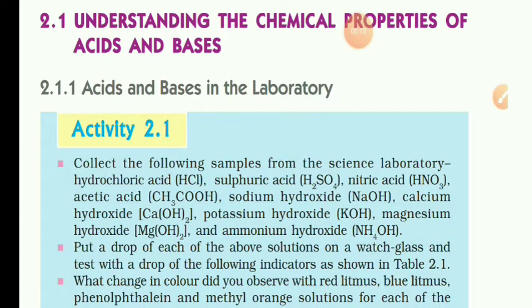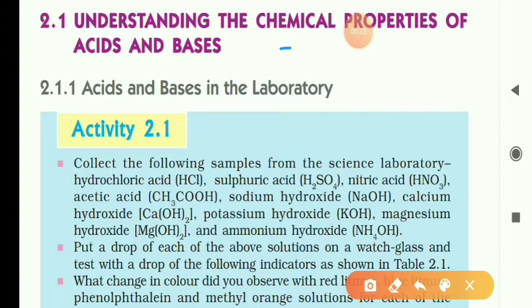Dear students, in the last lecture you learned the physical properties of acids and bases. Today you will learn the chemical properties of acids and bases.